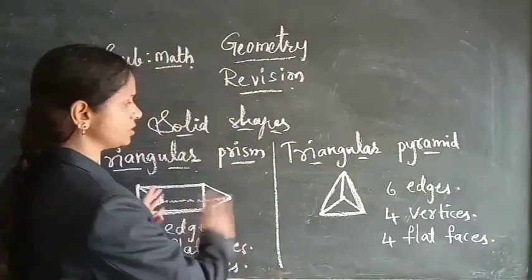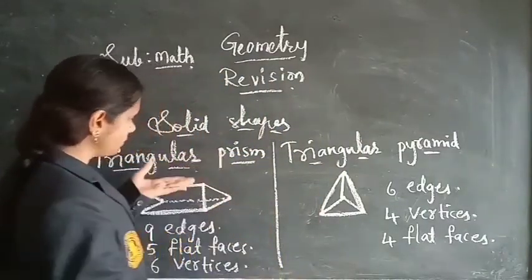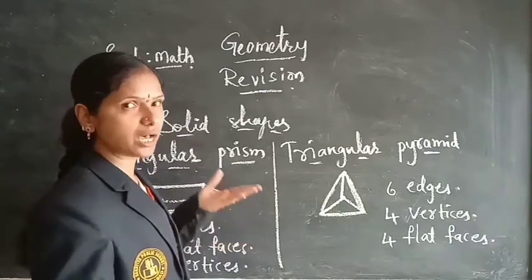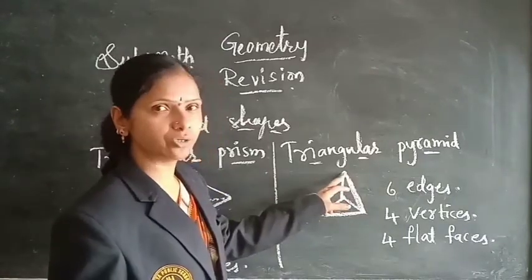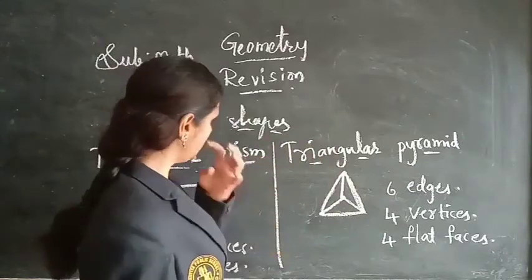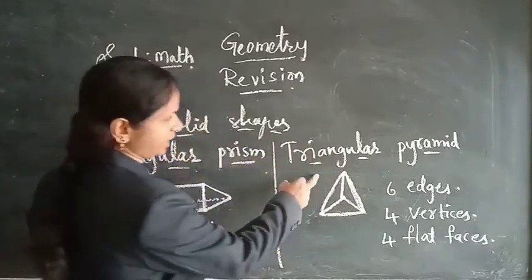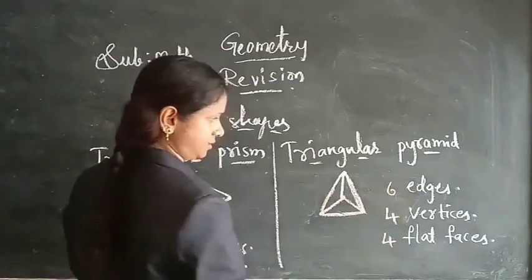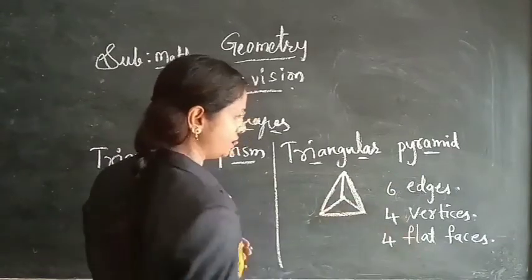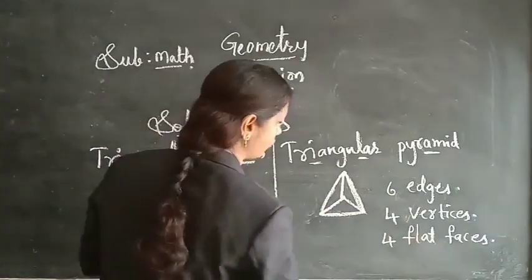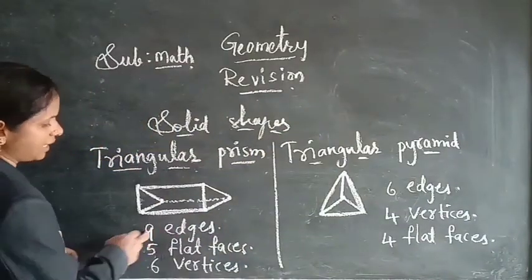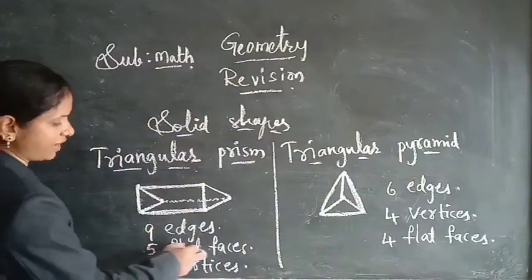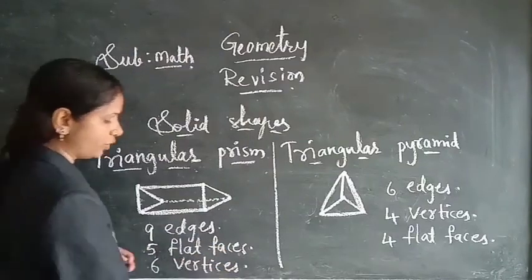Don't confuse these two, children. A prism means at the top it should have one surface or one edge, and a pyramid means at the top it should have one vertex. And here you see a triangular pyramid has 6 edges, 4 vertices and 4 flat faces. Coming to the triangular prism, it has 9 edges, 5 flat faces, 6 vertices.